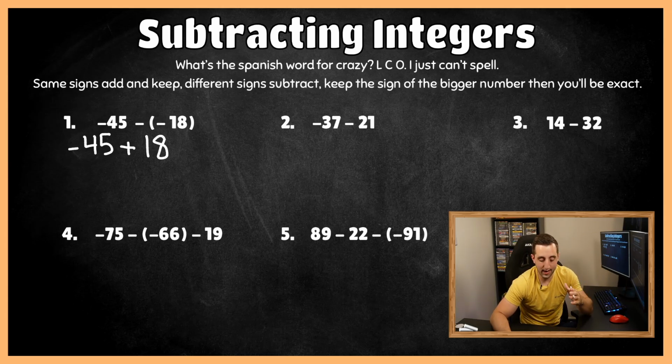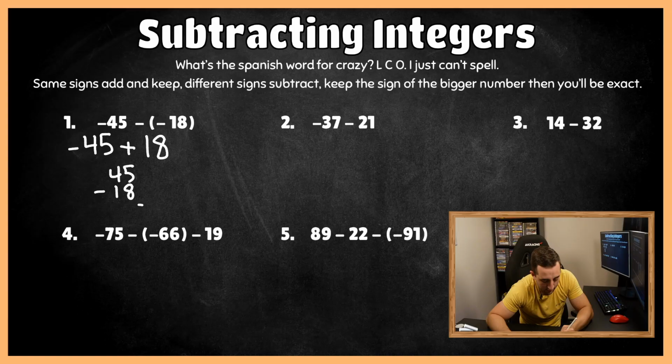Same signs add and keep, different signs subtract, and we see a negative 45 and a positive 18. So those are different signs. One's negative and one's positive. So let's subtract these. We have 45 minus 18. 5 minus 8 you can't do, so let's borrow. That becomes a 3. This is now 15. 15 minus 8 is 7. 3 minus 1 is 2.